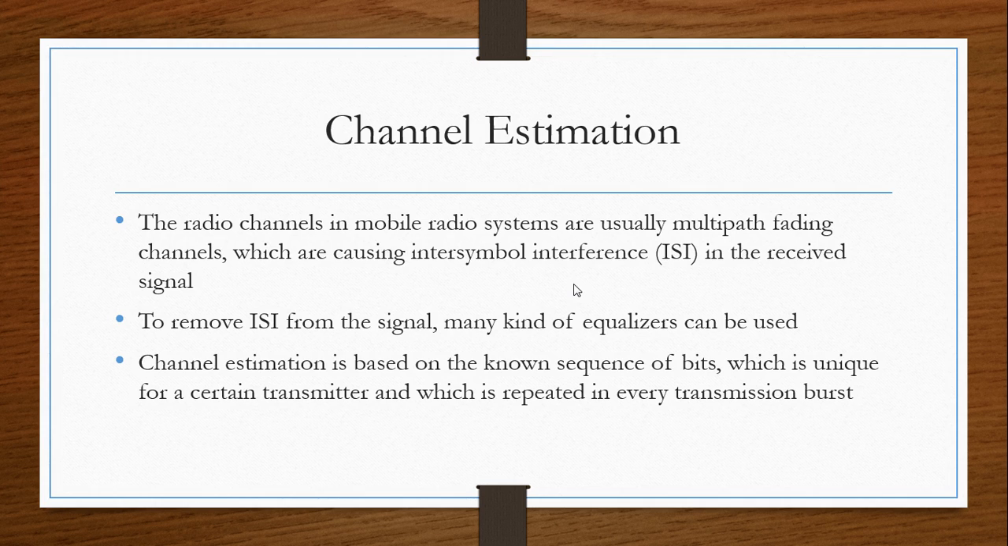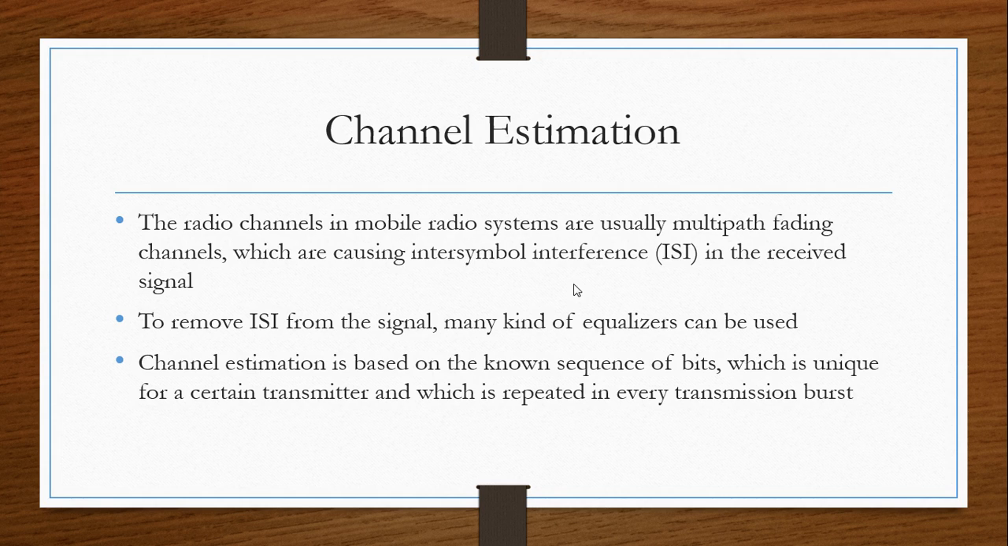Next, we'd like to go through the channel estimation techniques. The radio channels in mobile radio systems usually suffer from multipath fading, which causes intersymbol interference in the received signal. To remove ISI from the signal, many kinds of equalizers can be used. Channel estimation is based on a known sequence of bits which is unique for a certain transmitter and which is repeated in every transmission burst. In channel estimation, what you exactly do is pre-estimate the parameters to be considered at the receiver. So even before the data has arrived, you already know how to cope with the errors that might incur.